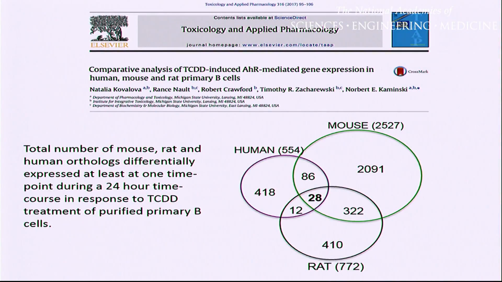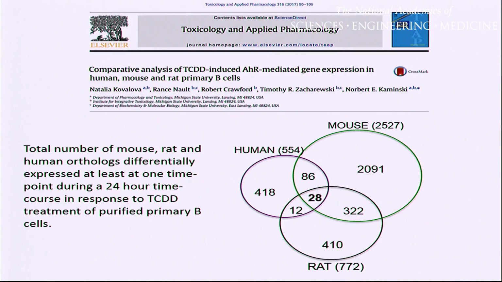This is actually one in my laboratory where we compared human primary B cells from 3 species. So we did human, mouse, and rat. And we wanted to make the comparison as close as possible. So not only did we purify B cells, we went the extra step.